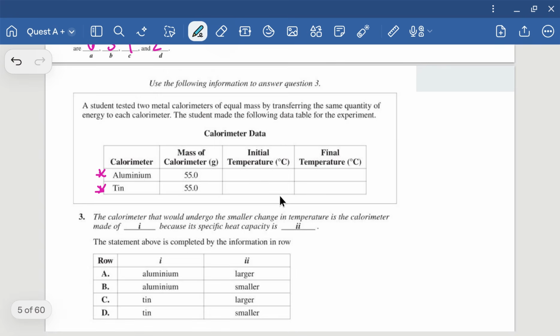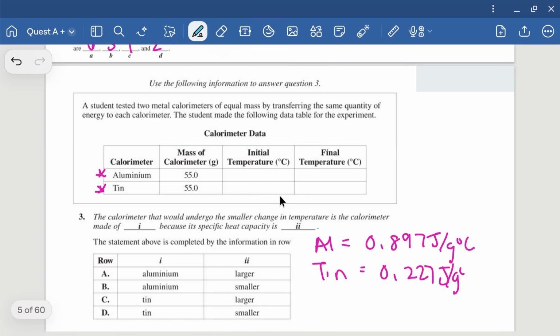So the smaller change would be the ability to resist. So if you take a look at your specific heat capacity of aluminum, it's 0.897 joules per gram degree Celsius. And if you take a look at tin, it will equal 0.227 joules per gram degree Celsius. That means it takes less energy to heat up tin than it does aluminum.